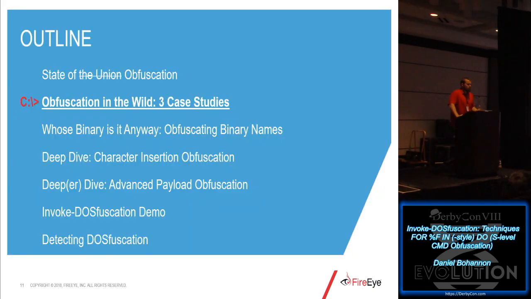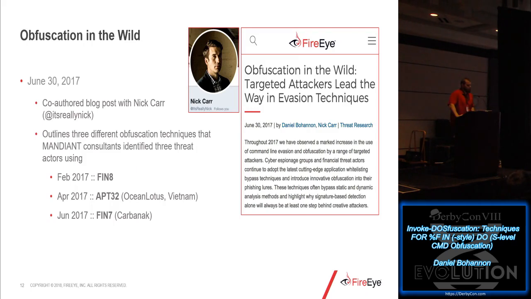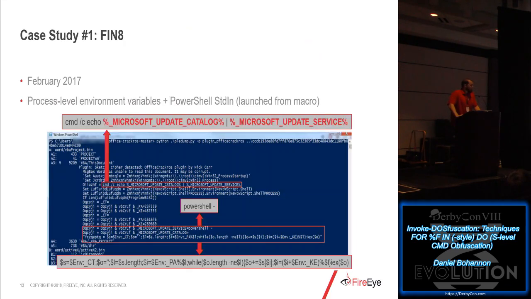So why did I start this research? What propelled me into this area? A year ago, back in June, my manager, Nick Carr, and I co-authored a blog post where, in the first half of last year, we saw three really interesting and impressive obfuscation techniques by three different groups: two financial groups, FIN8 and FIN7, and then APT32 operating out of Vietnam. Here's a high-level overview of what was in this blog and the samples that we saw them use.